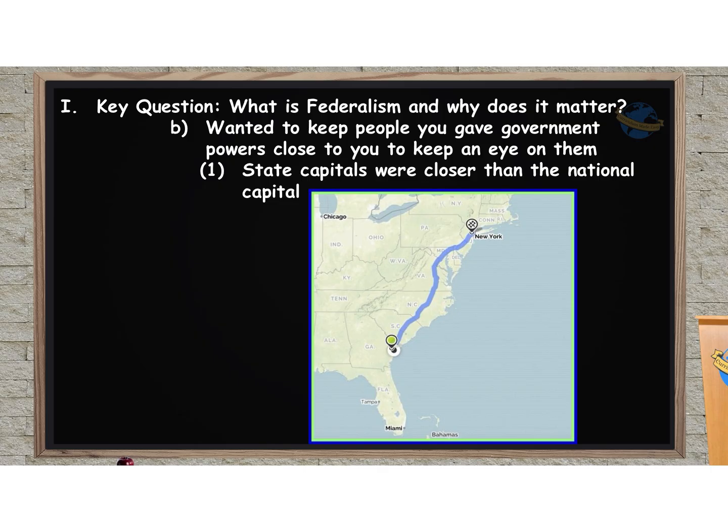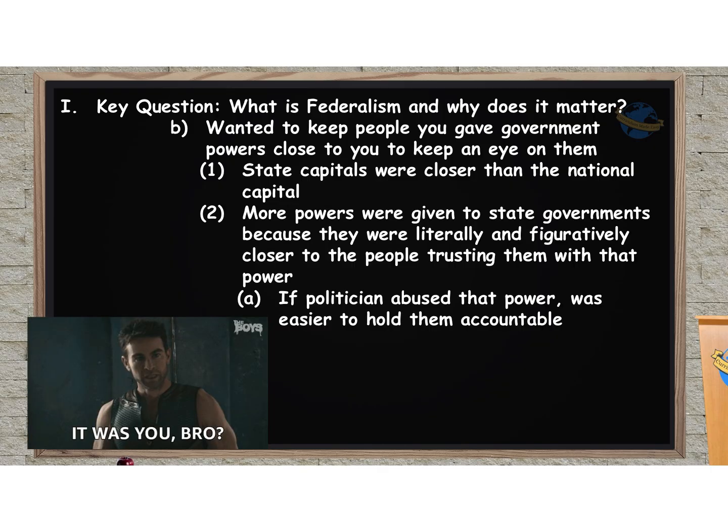Now, state capitals are closer to us than our national capital, so we're able to keep an eye on the people in our state government, theoretically, much better than we're able to keep an eye on the people in Congress and the federal government. After all, it's only maybe an hour and a half drive to get to Madison, the capital of Wisconsin, from Cudahy, Wisconsin, but it would take probably about 17 hours to drive to the U.S. Capitol building. This is why they gave more power, more responsibility to the state governments, because they were both literally and figuratively closer to the people, trusting them with that power.